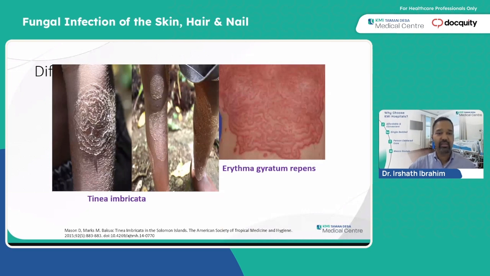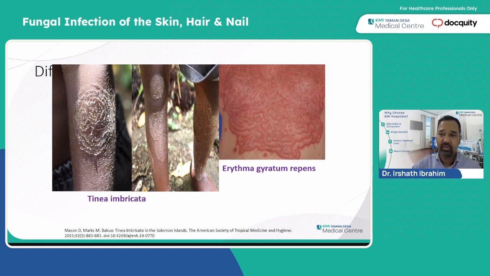And this is Tinea imbricata, which I showed a picture of earlier. It has a very beautiful configuration. It looks like a wood grain configuration. You know, when you cut a tree, then you see the grain-like morphology. This is due to Trichophyton concentricum. Quite closely related, and looks like Tinea imbricata, is erythema gyratum repens, another differential diagnosis for Tinea corporis. It also has the typical wood grain appearance. This one is almost always associated with malignancy, such as lung CA, other carcinomas like gastric adenocarcinoma, colorectal carcinoma, nasopharyngeal CA, breast CA. So if you see something like this, think about malignancy.